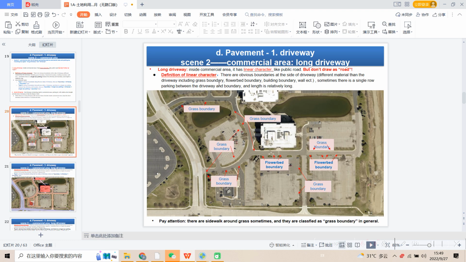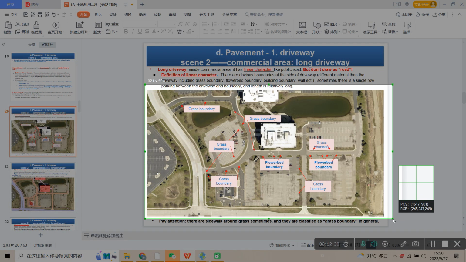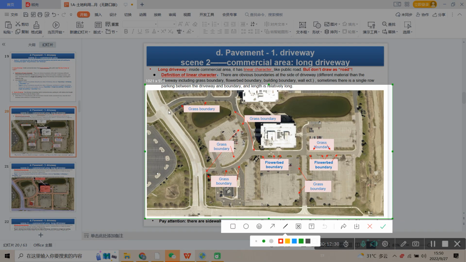As we have talked about the definition of the character, from this screenshot we can see the grass boundary here, and here as well, right? And here is also a grass boundary, and here there's a flower bed boundary, and here a grass boundary, a flower bed boundary, and also grass boundary on these two sides. So in this example, how will we draw the long driveway?